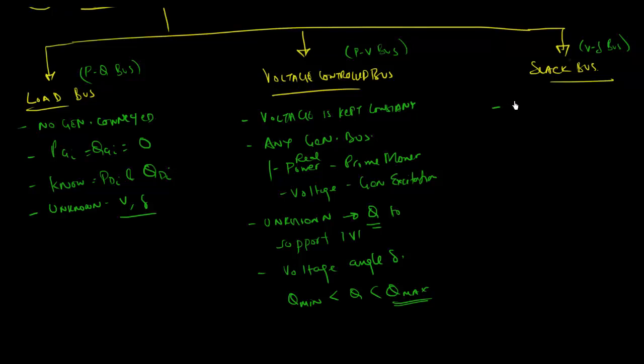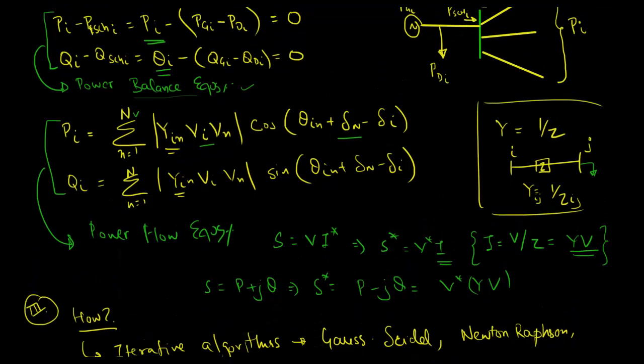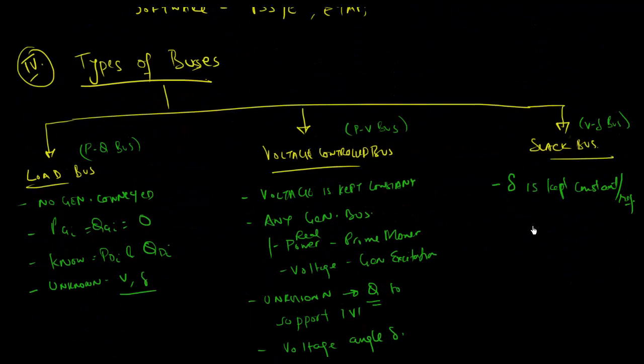A slack bus is where the delta is kept constant, or it's kept as a reference. If you see this equation up here, the power flow equation, what is important is not just the voltage angle on that bus I, it is the difference in the voltage angles. So therefore you need a reference voltage angle, and this is where a slack bus comes in. And in most cases you keep delta of the slack bus equal to 0 degrees.